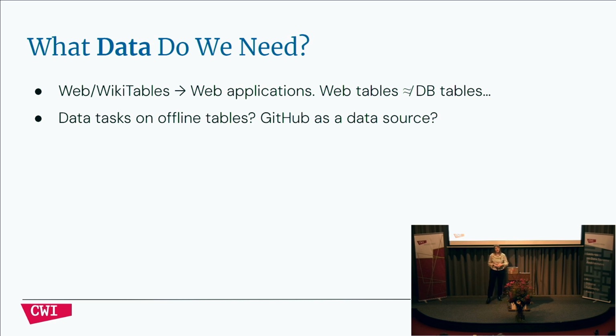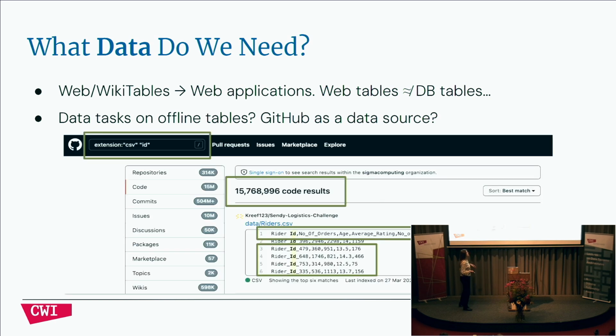So here we were thinking at the University of Amsterdam, we can maybe take GitHub as a source. If you go to GitHub and search for CSV files, because people love to store tables in CSV files, and you look for the term ID, because people in databases use IDs, you actually find close to 16 million CSV files on GitHub with this term only already.